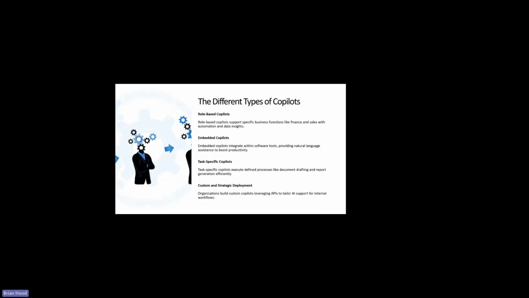So there are, of course, different types of copilots, and this is the work that I'm going to hand over to Sevag directly after this slide to talk a little bit more through. But there are role-based copilots, so Copilot that's designed to support you and your role within the business. Things like finance and sales with automation and data insights. There's embedded copilots, so these integrate within software tools to provide natural language assistance to boost productivity.